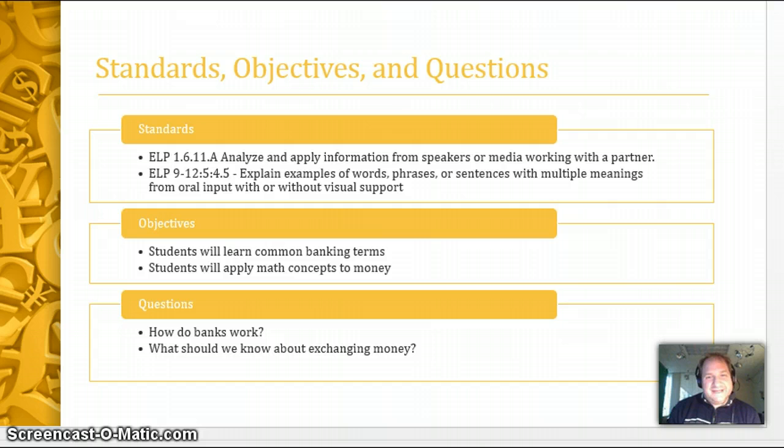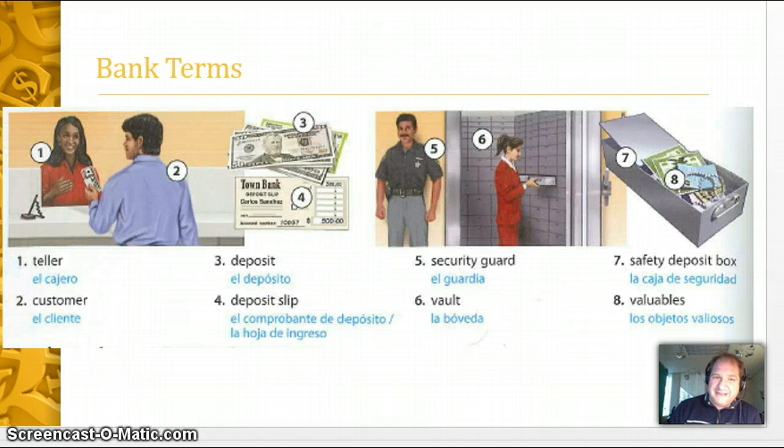So our objectives here: we're going to explain examples, words, phrases, and sentences with moral support without much visual support. We're going to learn common banking terms, apply math concepts to money, look at how banks work, and what to know about exchanging money into different currencies. Let's start with the trip to the bank.